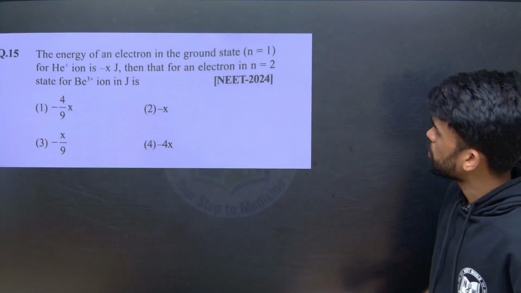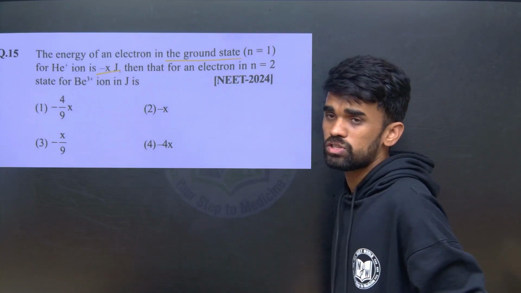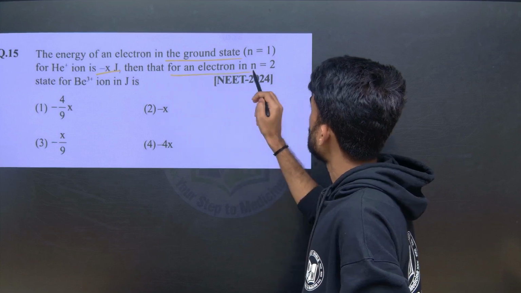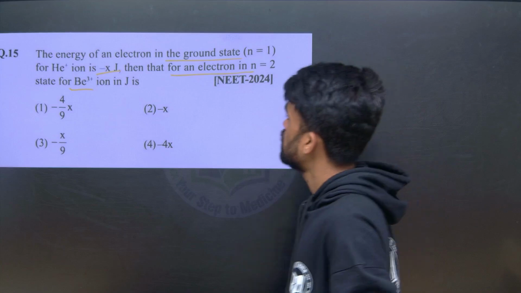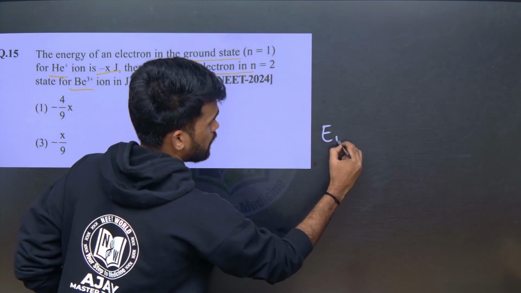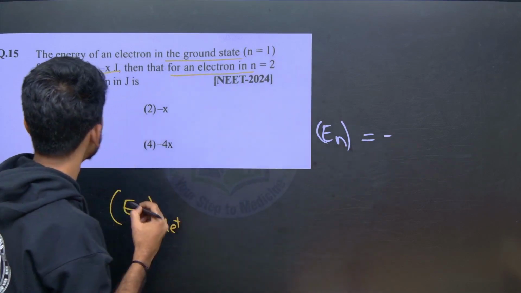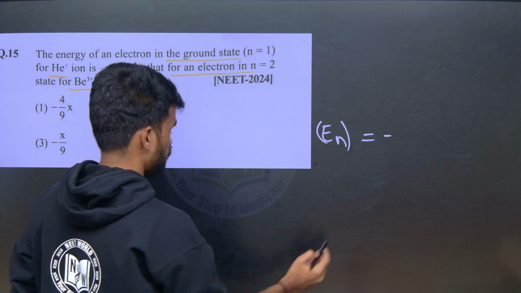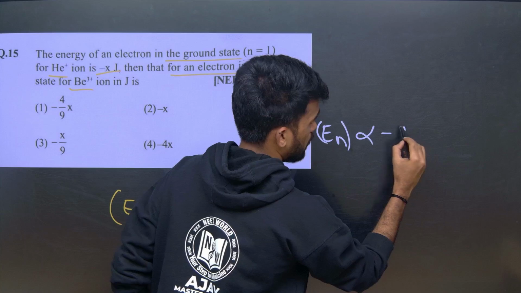Now here, the energy of the electron in the ground state for the helium ion is minus x joules. Then what is it for the electron in the n=2 state of beryllium plus 3? This is a simple question. They are saying the energy of the electron in the ground state, E1, of helium plus. What is the basic formula we have? The energy of an electron in the nth state, we can generalize in these terms, is directly proportional to minus, as we see here.